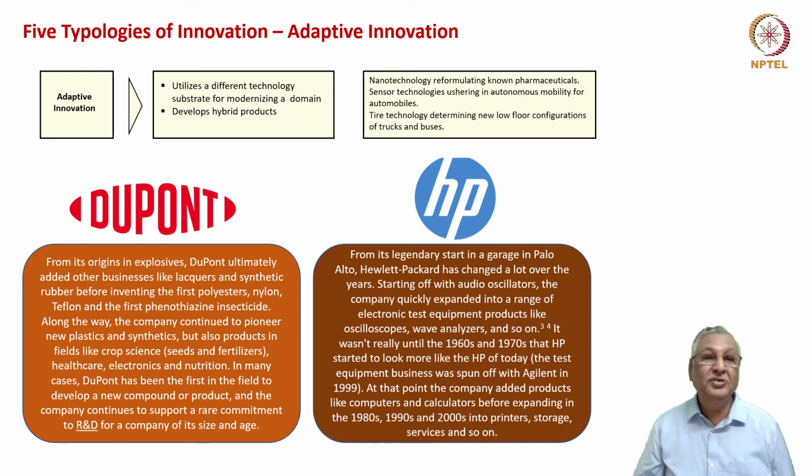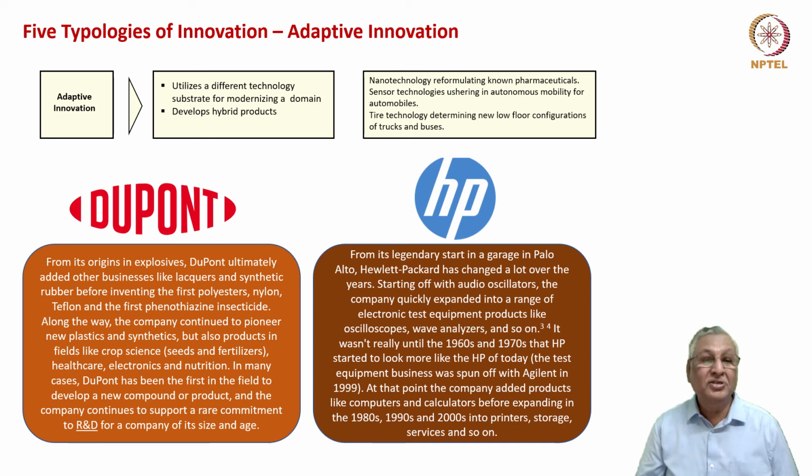Adaptive innovation: using a different technology substrate for modernizing a domain, developing hybrid products. Example, nanotechnology reformulating known pharmaceuticals, sensor technologies ushering in autonomous mobility, tire technology determining new flow concepts of trucks and buses. DuPont added other businesses like lacquers and synthetic rubber before inventing the first polyesters.